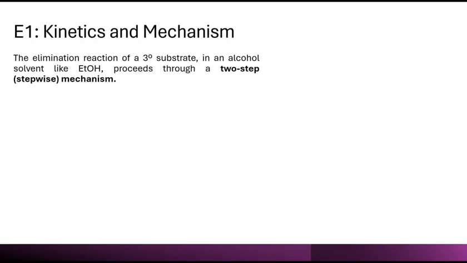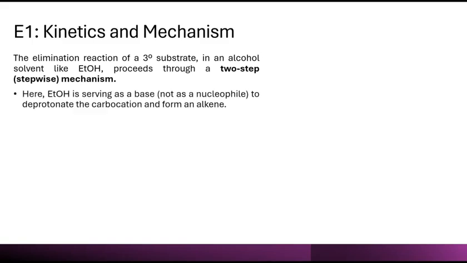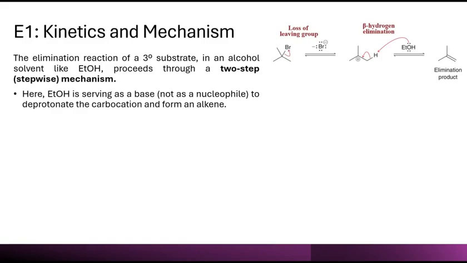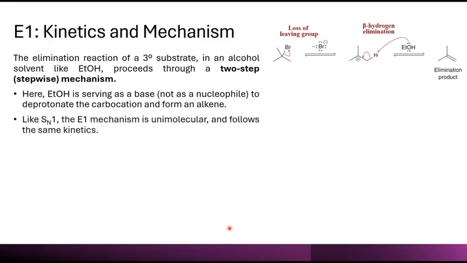E1, kinetics and mechanism. The elimination reaction of a tertiary substrate in an alcohol solvent like ethanol proceeds through a two-step stepwise mechanism. Here, ethanol is serving as a base, not a nucleophile, to deprotonate the carbocation to form an alkene. The first step is the loss of the leaving group in order to form the carbocation. The base removes H+ as the sigma bond breaks and becomes a pi bond between the carbocation and beta carbon, forming the elimination product. Like SN1, the E1 mechanism is unimolecular and follows the same kinetics.